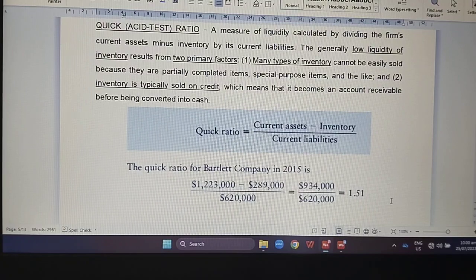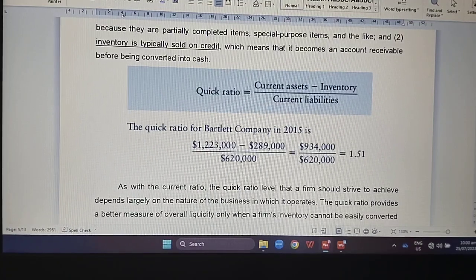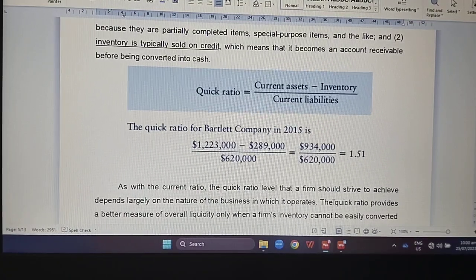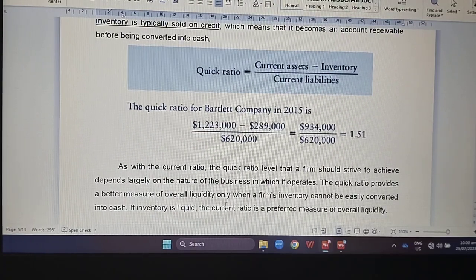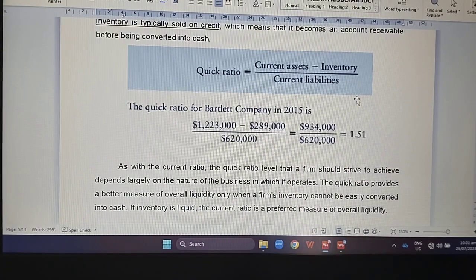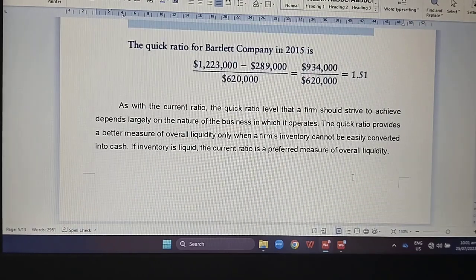Current assets less inventory over current liabilities. So, 1.51. As with the current ratio, the quick ratio level that a firm should strive to achieve depends largely on the nature of the business it operates. The quick ratio provides a better measure of overall liquidity only when a firm's inventory cannot be easily converted. So, ganun ulit. For every 1 peso liability, meron siyang 1.51 of the current assets.